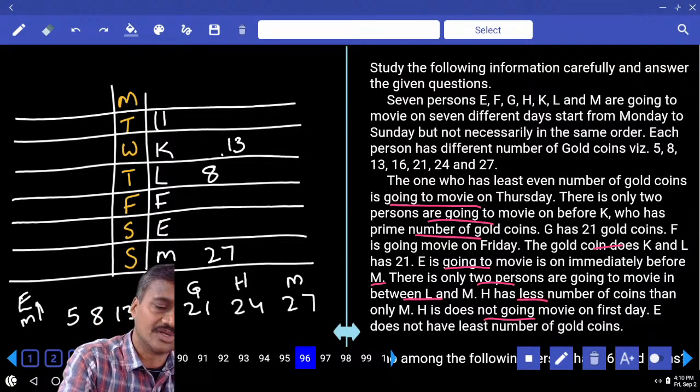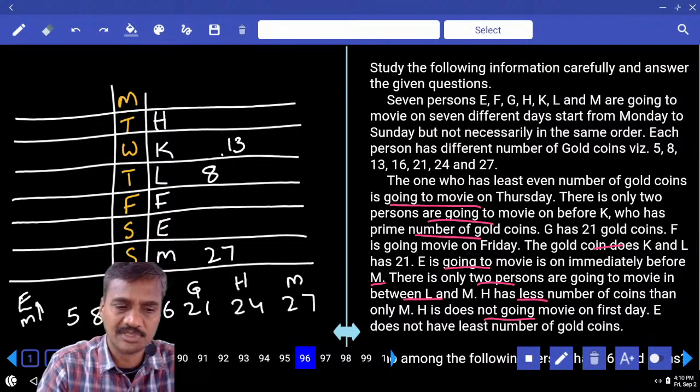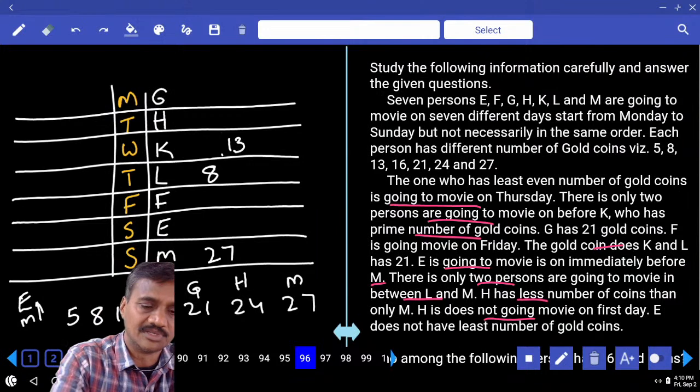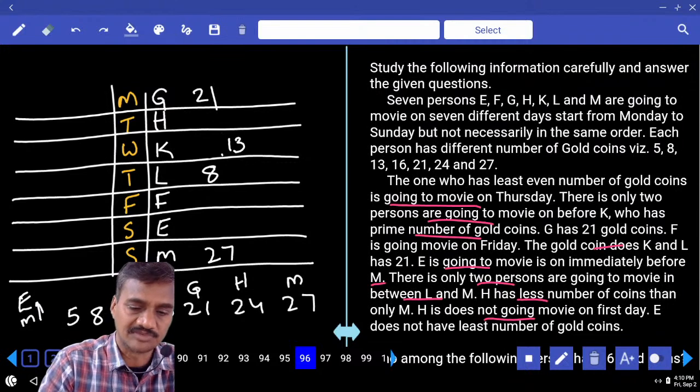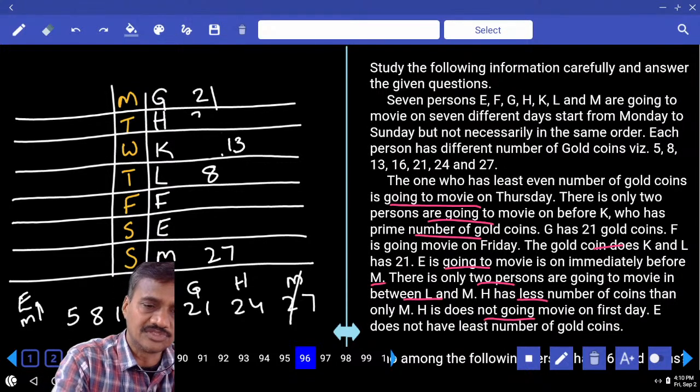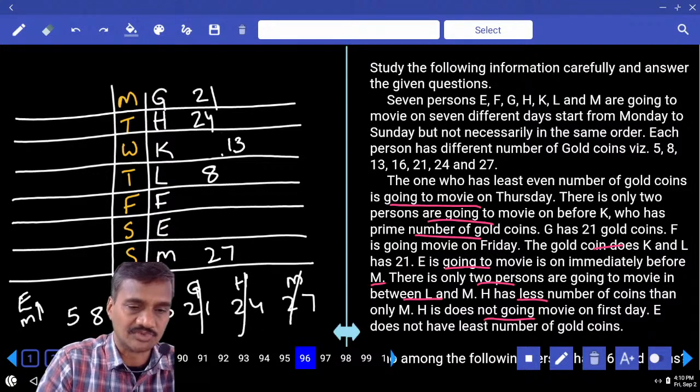H is going on Tuesday, and if H is here, then who is left? G must be on Monday. Now G is having how many coins? 21 coins. G 21, M 27, H 24. H is having 24, done. G 21 completed. And next one, E and M.